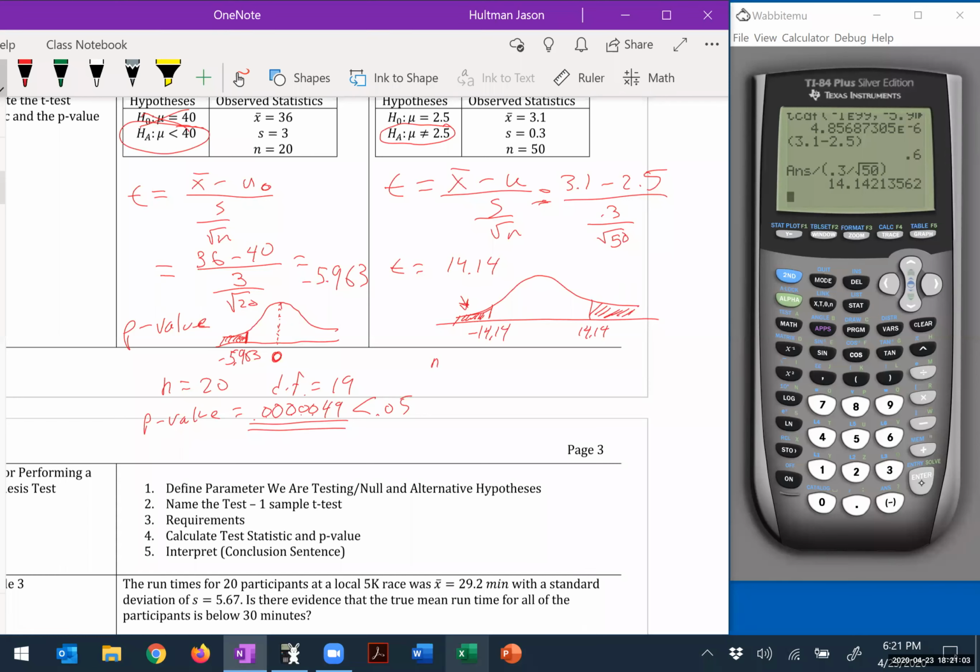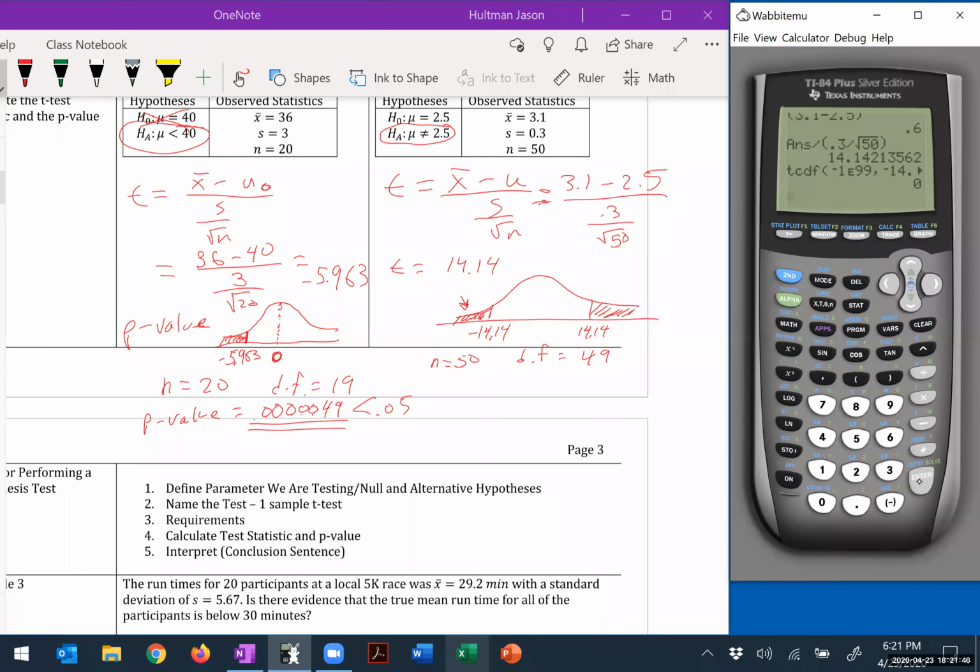In this case, n is equal to 50, which means my degrees of freedom is equal to 49. And I can go back to my TCDF, second vars, go down to my distribution, which is the t, number 6, tcdf. And in this case, instead of negative 5.963, I'm going to go negative 14.14. This is going to be extremely small. And then the degrees of freedom is 50. Okay, and I'm going to paste that. And I'm going to hit enter, and it essentially says, look, it's 0.